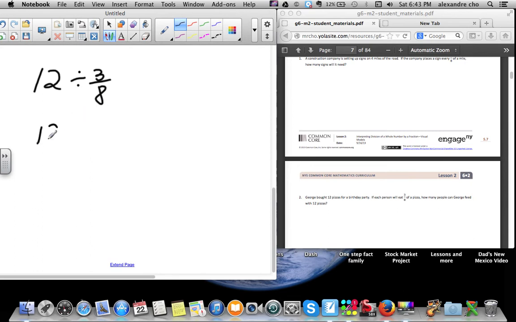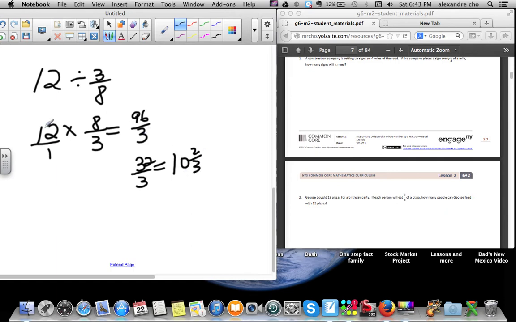Alright, so multiply it by its reciprocal. 12 times 8 over 3. Remember, we're going to put 12 over 1, multiply across, and you get 8 times 12 is 96 over 3. And you want to take this and simplify, and you can. If you simplify 96 over 3, it becomes 32 over 3, which you can then change to a mixed number, and that's going to be 10 2/3.